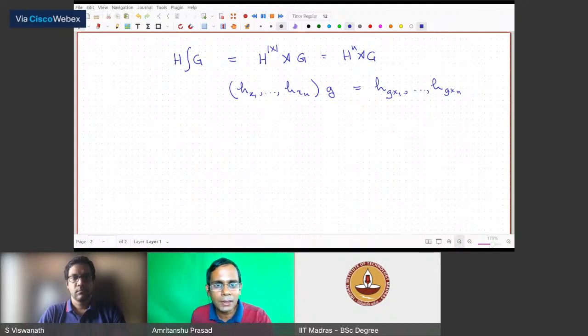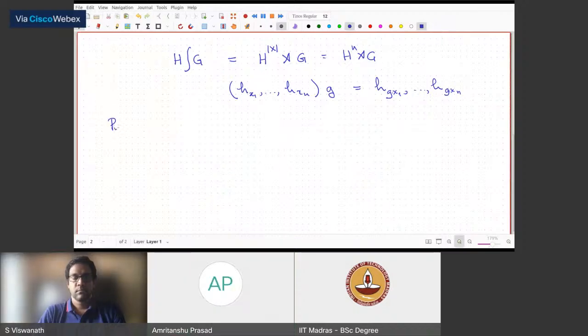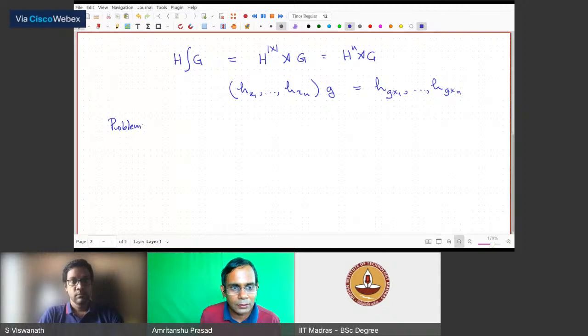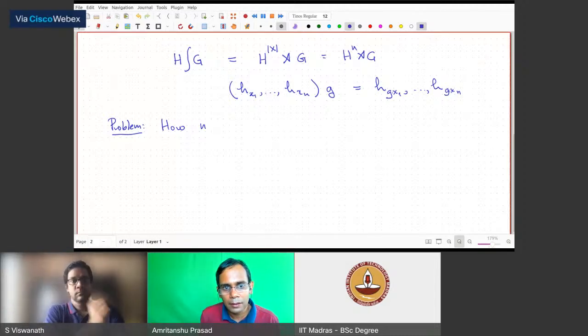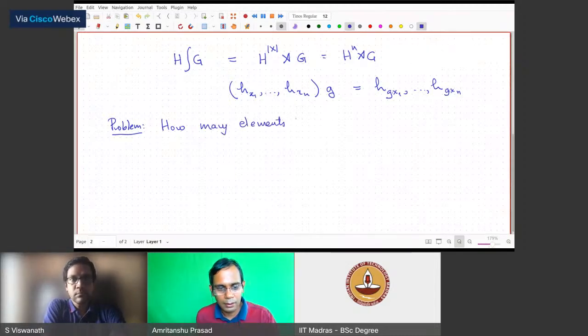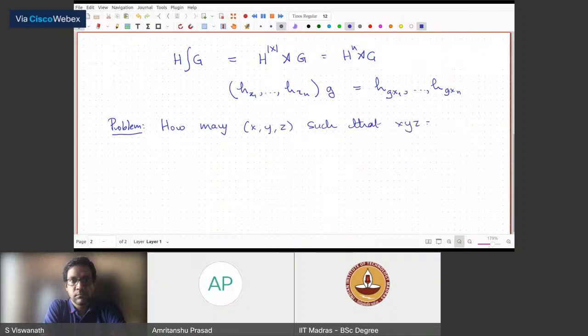Okay, yeah, there's also a mistake in problem 12, so let me just clarify that. Problem 12, the problem is fine. The answer given is wrong. How many triples x, y, z are there such that xyz equals e?